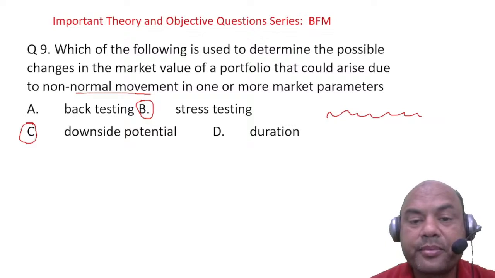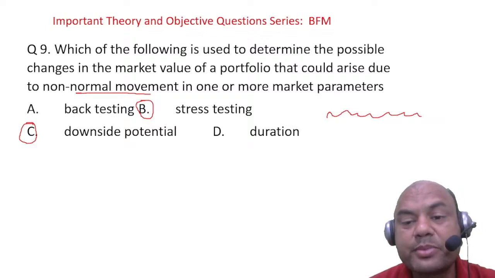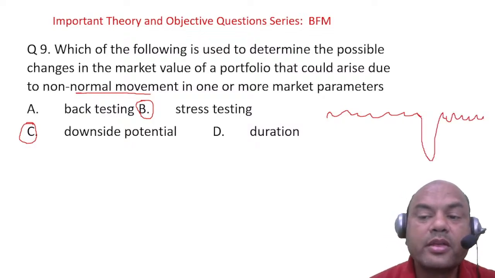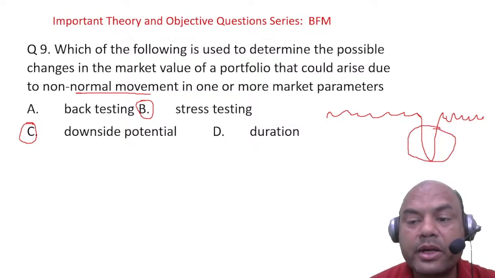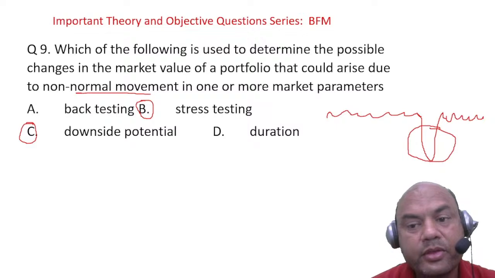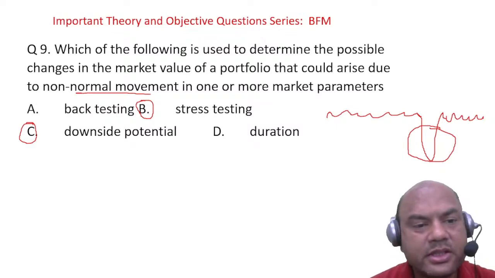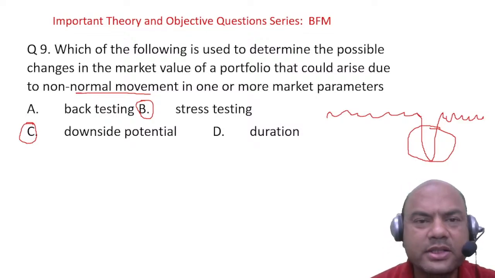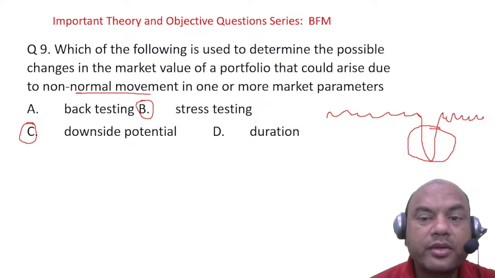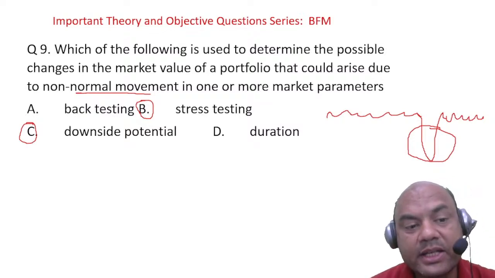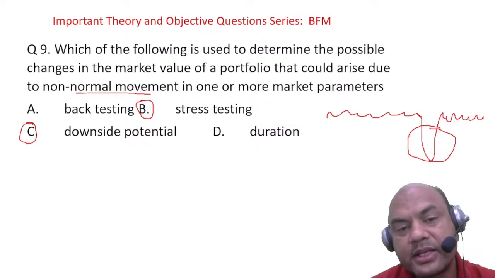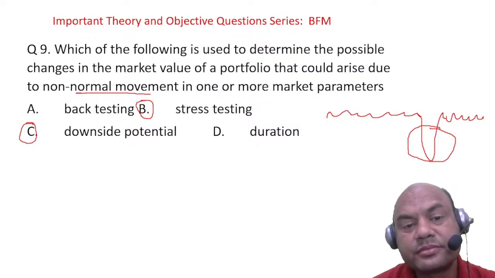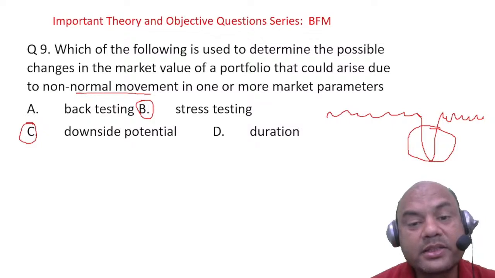Non-normal movement. In which method do I use this non-normal movement? It is stress testing, the non-normal movement like COVID. Strictly, backtesting is not the answer. Duration is not the answer, duration is a totally different concept. So what is it, stress or downside? The correct answer is stress testing.